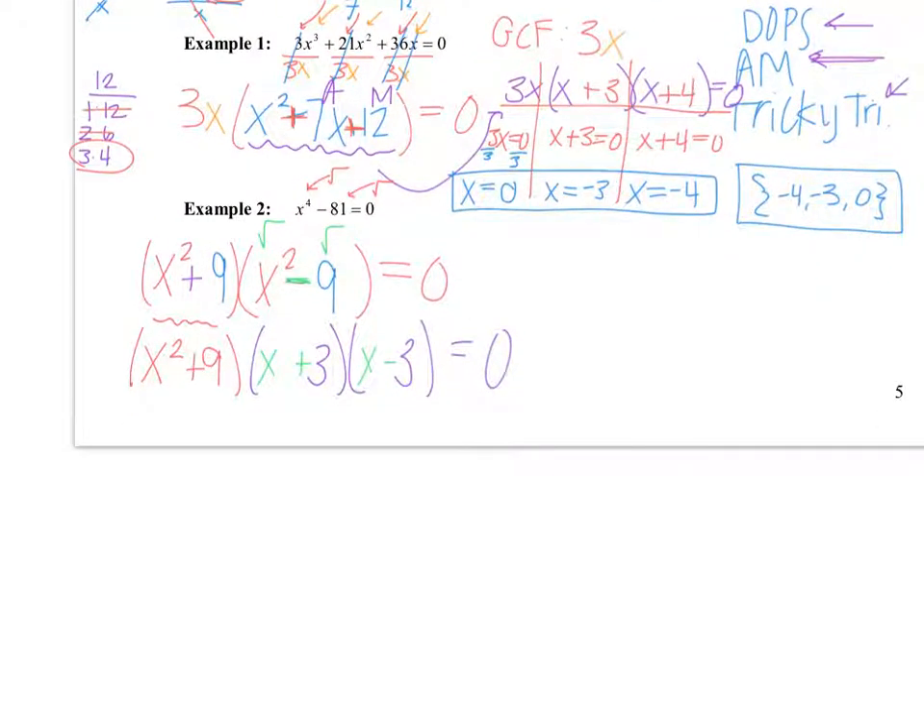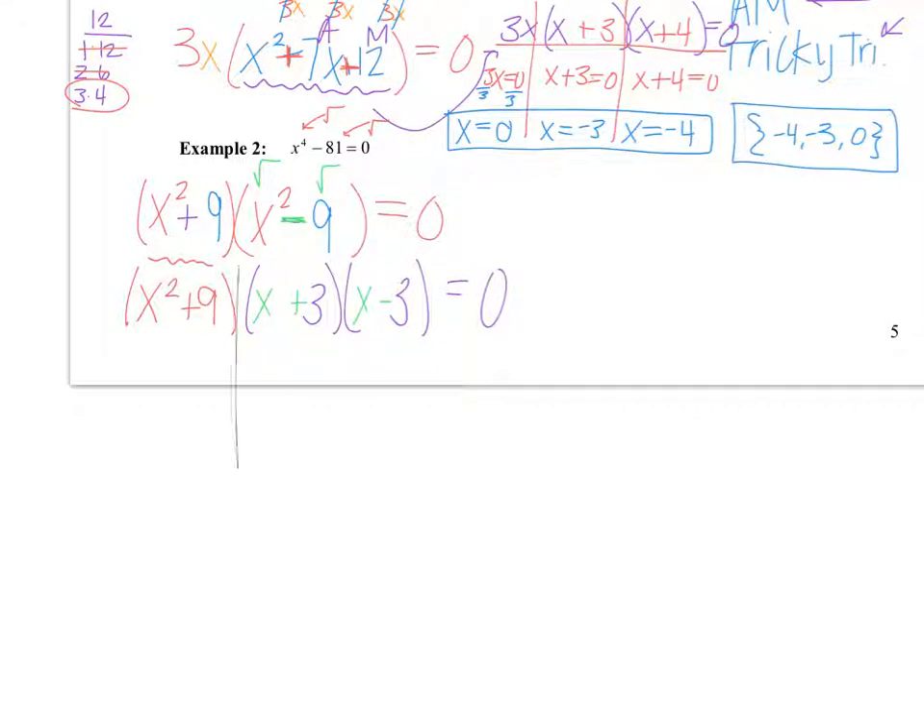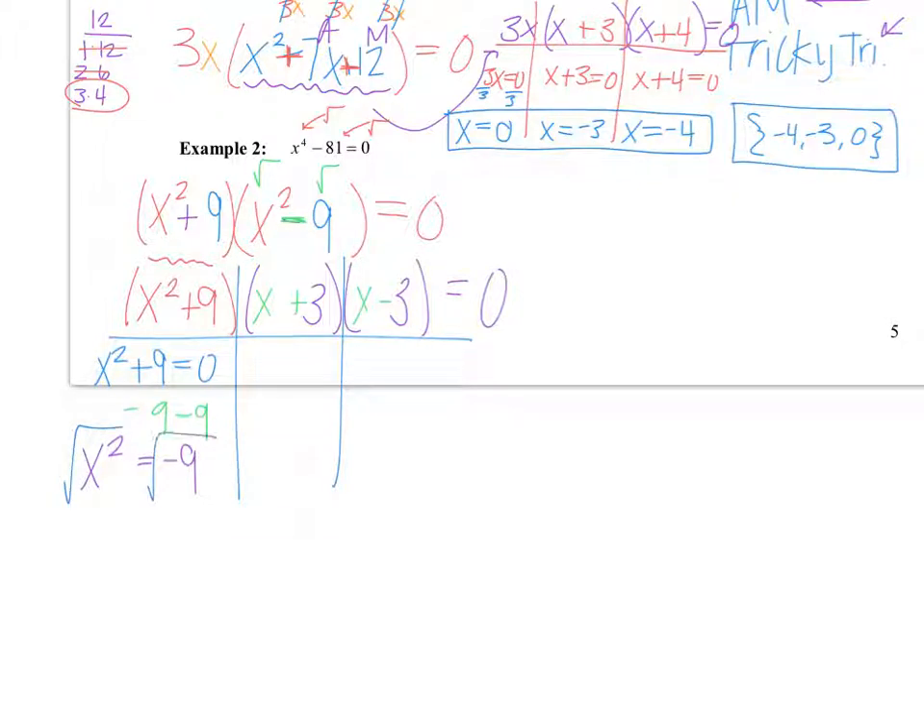And then because it's set equal to 0, we do have to solve. So find yourself some space and make your triple t-chart. Alright, so we have x squared plus 9 equals 0. Subtract 9. And now we have x squared equals negative 9. So from here, to find just x, we have to take the square root of both sides.